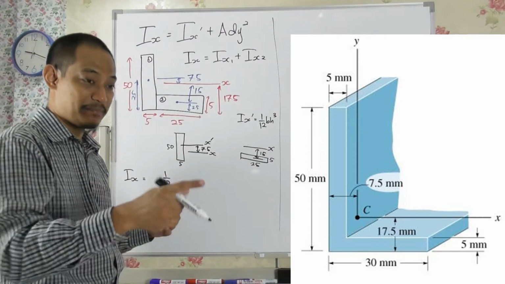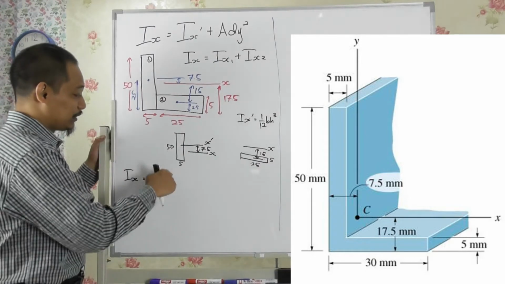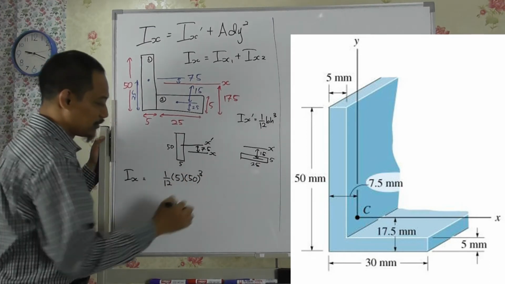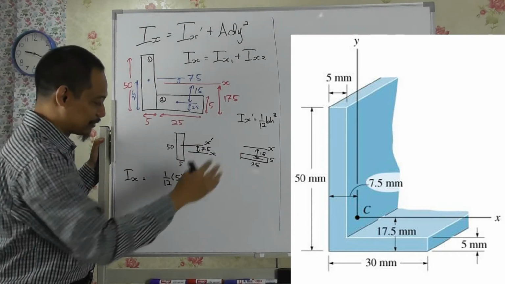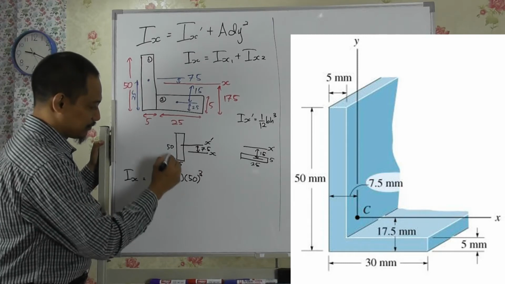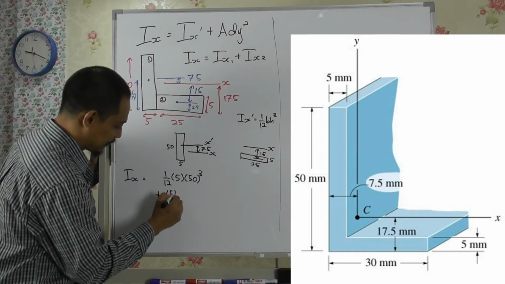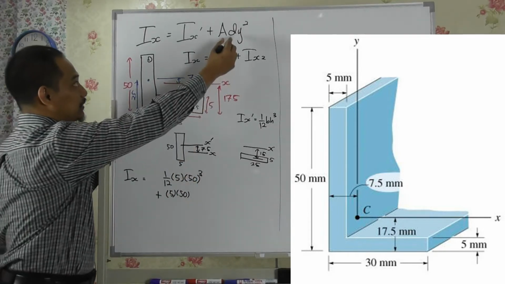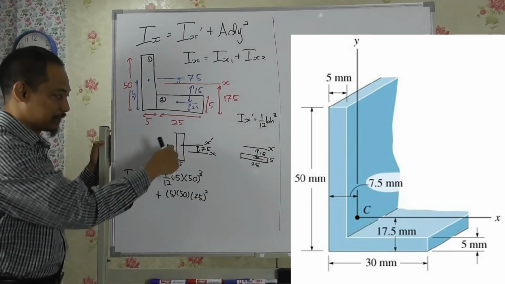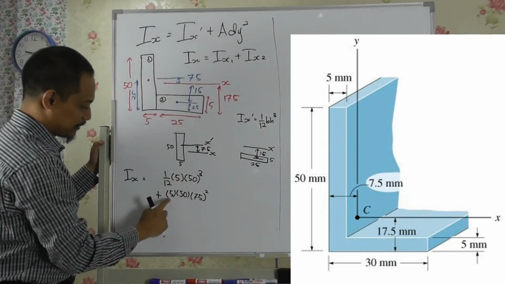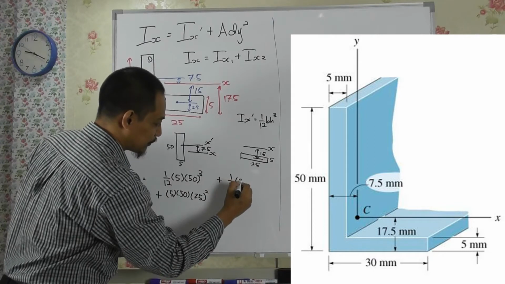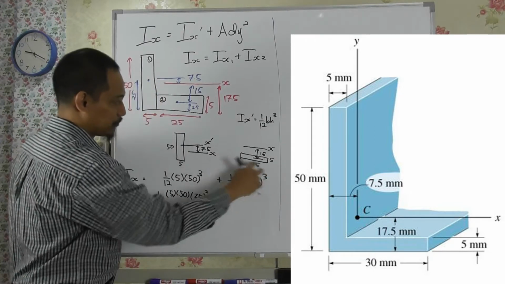As we will see in the question after this. Anyway, here 1 over 12 bh cubed. So b is 5, h is 50, and then cubed. Right now I'm calculating everything in millimeters, so the number will be quite big. So 1 over 12 bh cubed plus A, which is 50 times 5, and then dy squared. Dy is the distance between the two axes, so 7.5 squared. That is for this part, Ix prime plus A dy squared. And then for this one, plus 1 over 12 bh cubed, so 25 times 5 cubed.